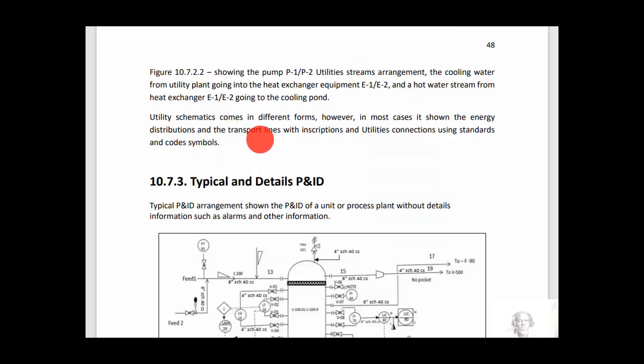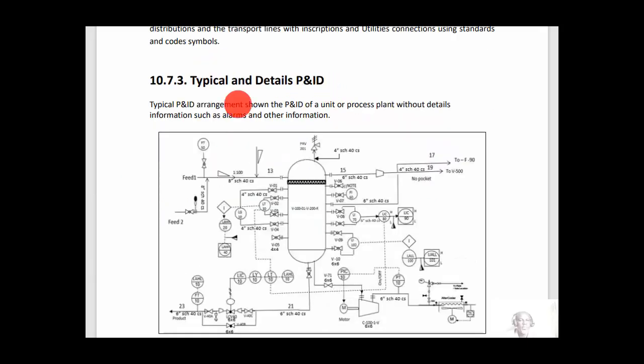Utility schematic comes in different forms. However, in most cases, it shows the energy distribution and the transport line with description and utilities connection using standard and code symbols. Typical P&ID, typical and detailed P&ID.